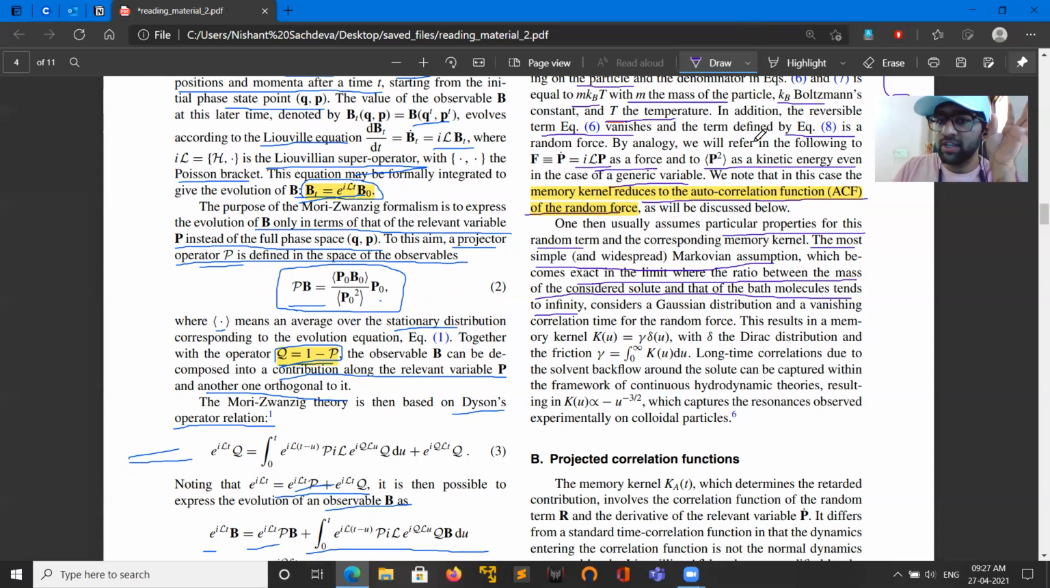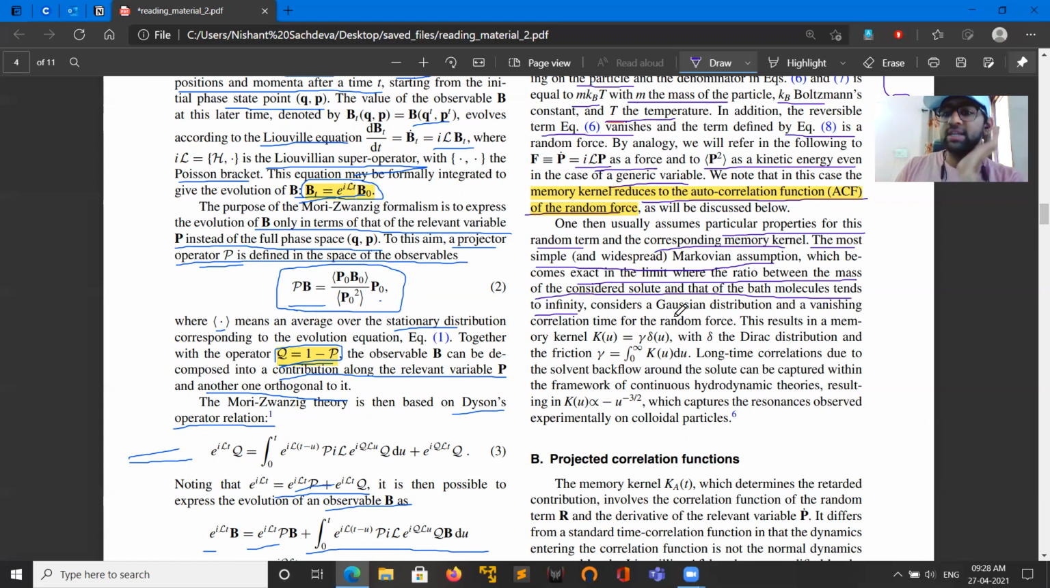After all this, we assume particular properties for the random term and the corresponding memory kernel. The most simple and most famous is the Markovian assumption, which becomes exact in the limit. It's an assumption so far, but it becomes exact when the ratio between the mass of the solute and that of the bath molecules tends to infinity. So when the bath molecule and the solute are very different in size, that's how the ratio goes to infinity.